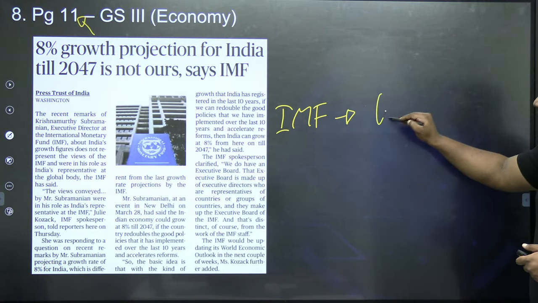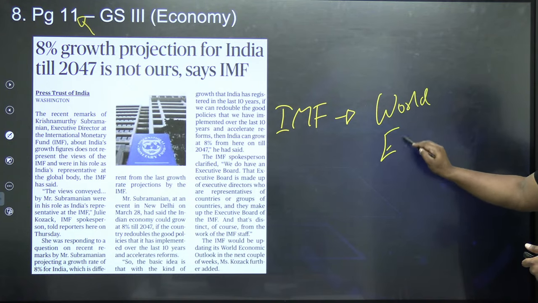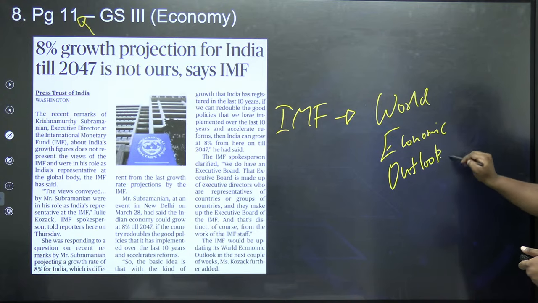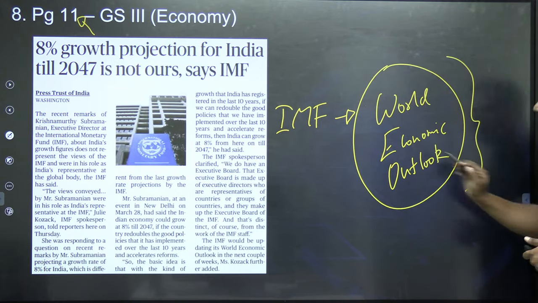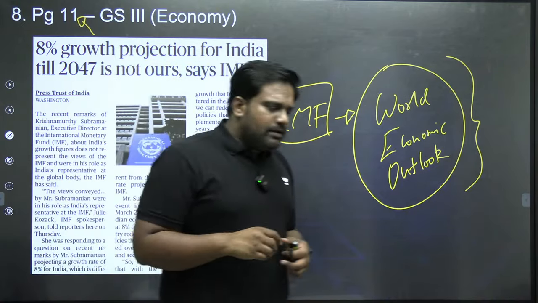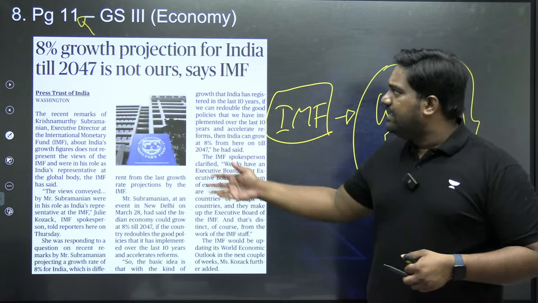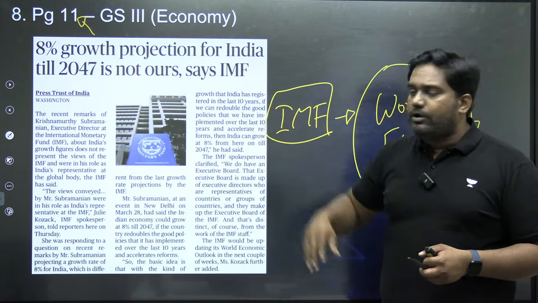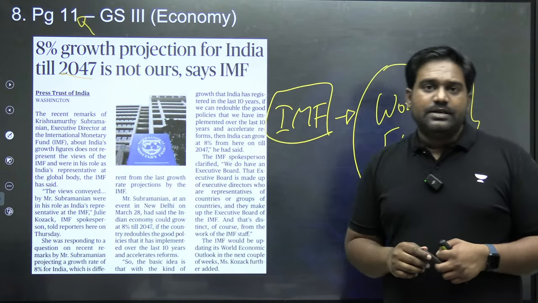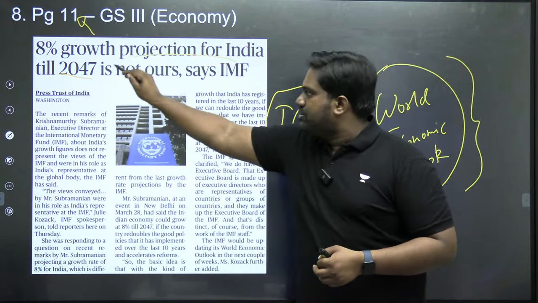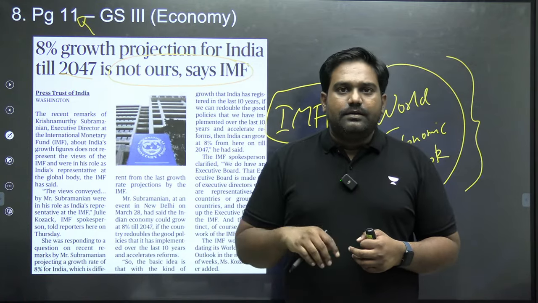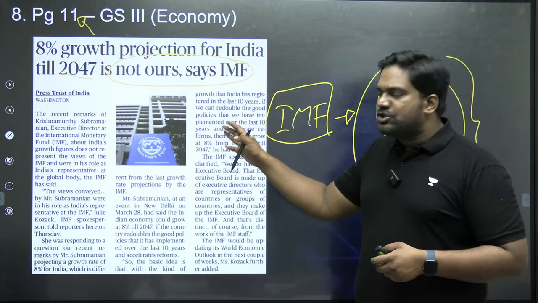Next, we have an article from page 11 related to economy, where the article is referring to a report by the IMF, which is the World Economic Outlook. This is all you have to understand from this article. The article is referring to India's GDP prediction and IMF issuing a clarification saying that the 8% growth projection for India till 2047, which was reported by various media outlets, right? IMF said it's not our prediction. IMF said we didn't predict that India will consistently grow at 8%. So that was a clarification issued by IMF.